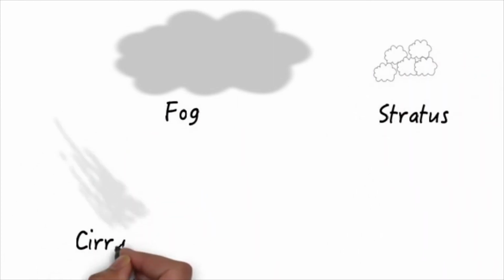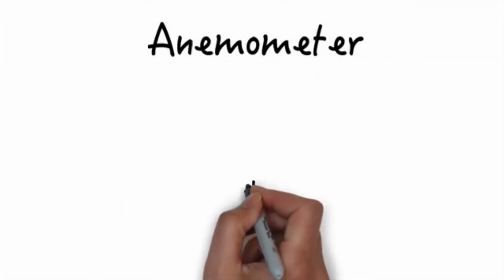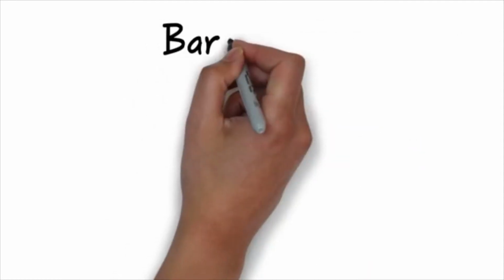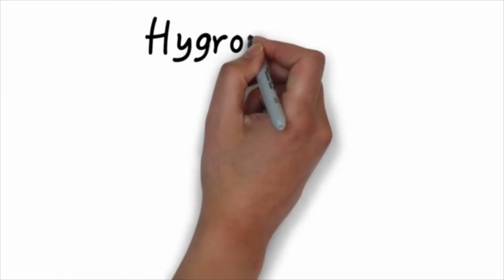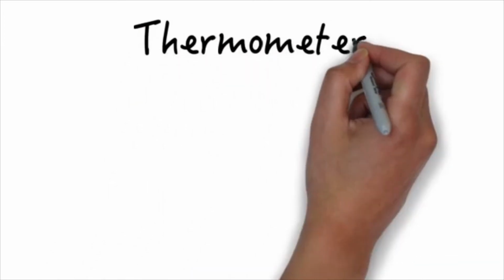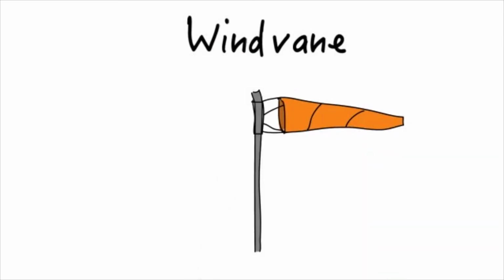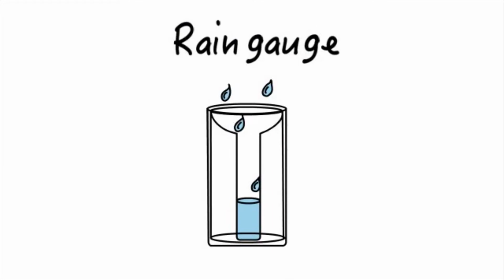There are many different kinds of clouds, including fog clouds, stratus clouds, cirrus clouds, and cumulus clouds. There are special tools that help us predict and measure the weather. Anemometer measures wind speed. Barometer measures air pressure. Hygrometer measures the amount of water in the air. Thermometer measures temperature. Wind vane measures wind direction. Rain gauge measures the amount of rainfall.